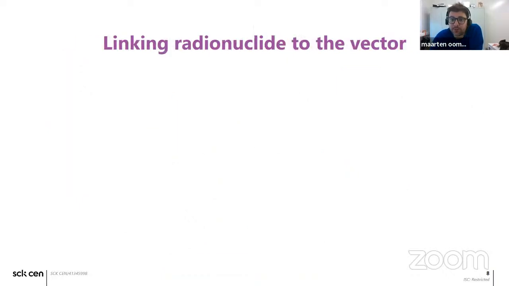Now, of course, it is important. You have the radionuclide, you have the vector, but of course, you need to make sure that these things also stay connected. So there needs to be a linking between the radionuclide and the vector. And that type of linking depends a little bit on the radionuclides you're using.